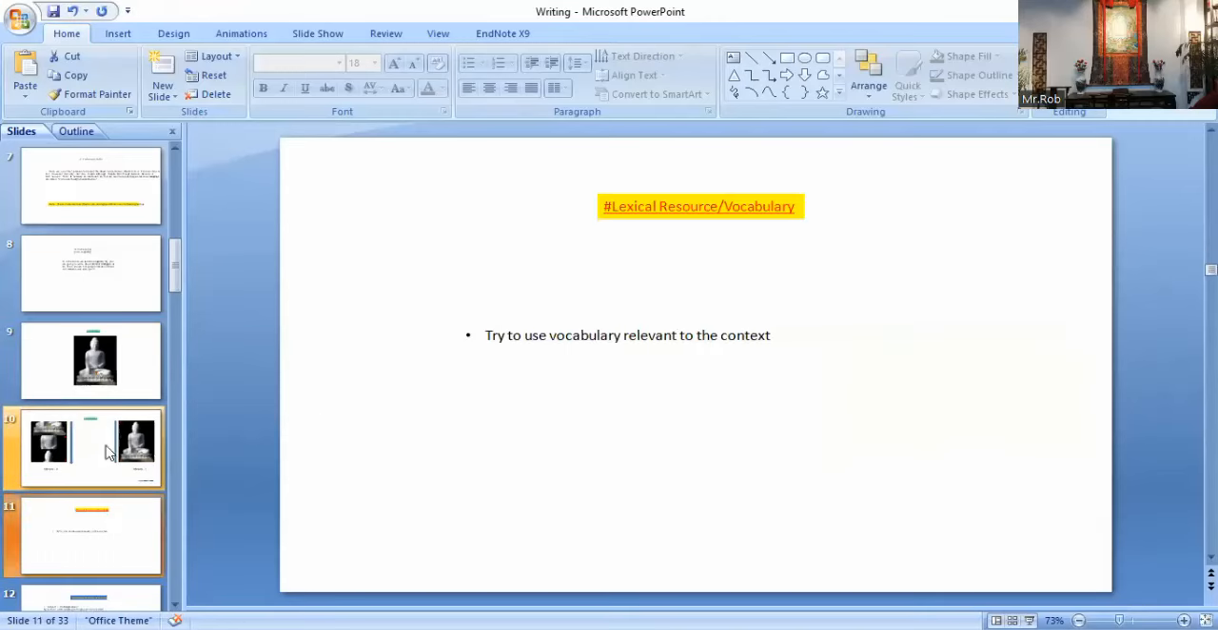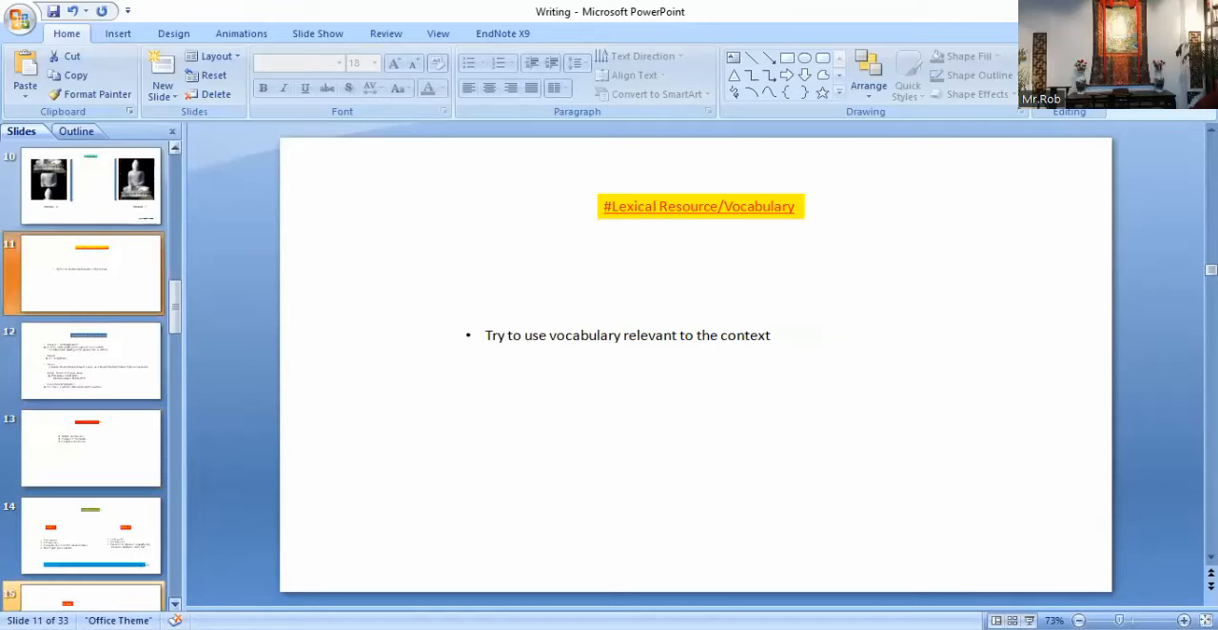Okay, now let's talk about lexical resource. After cohesion and coherence, we come to lexical resource, or vocabulary. IELTS vocabulary plays a huge role in uplifting your score. Therefore, you need to increase the volume of your vocabulary. Try to use vocabulary that is relevant to the context. Don't use irrelevant vocabulary.